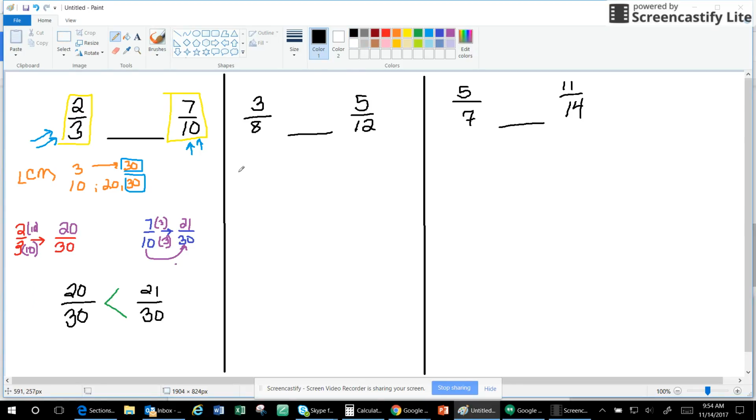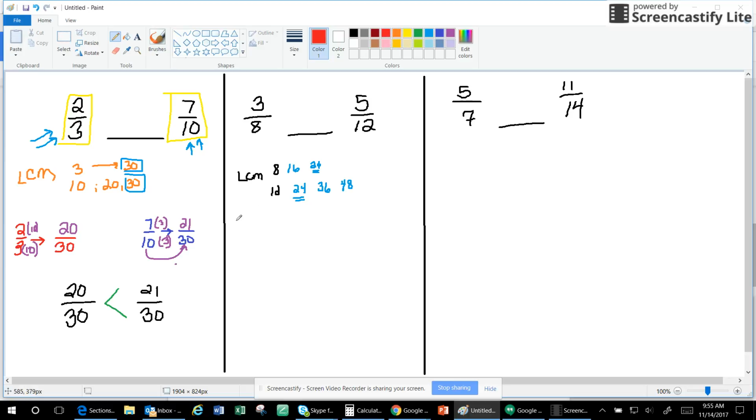So we need the least common multiple of 8 and 12. I always like doing the bigger number first because I might recognize a number that works for both. So for example, I start doing this and I go, wait, I know 24 is a multiple of 8, but I'll just show you guys. 8, 16, 24. 24 is going to be the lowest common multiple, or the lowest common denominator, for these two.